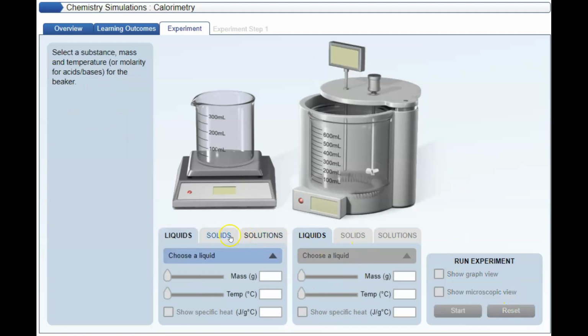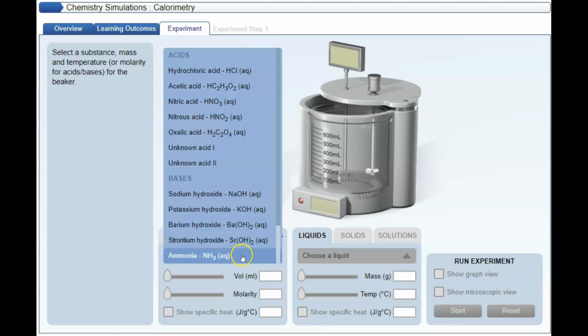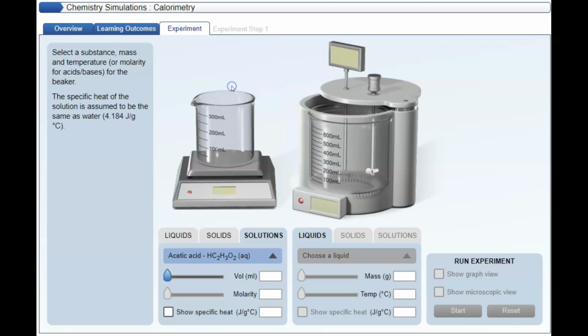Let's do one more here because I want to show you what it looks like for a solution. So let's add a solution of, I don't know, let's just do vinegar. Let's do acetic acid, and let's just do 100 milliliters of that. Let's just do a 1 molar solution. There we go. Okay, look at that. The specific heat of acetic acid is 4.184. Well, that looks familiar, right? 4.184 is the specific heat of water.